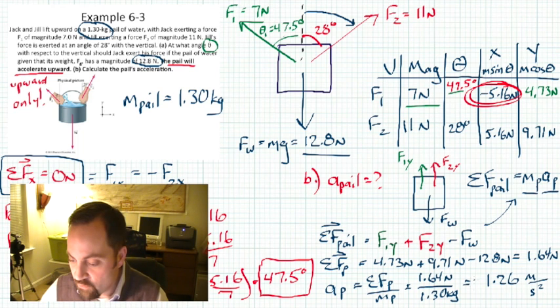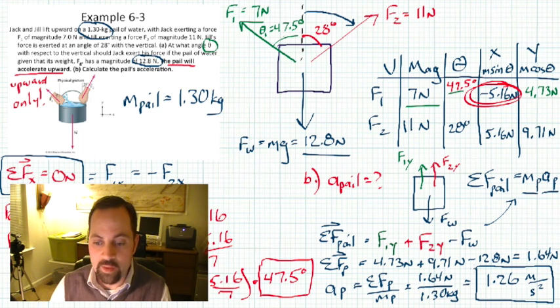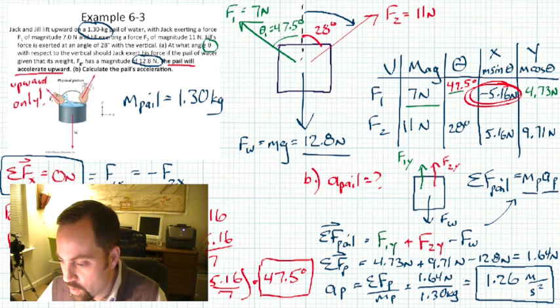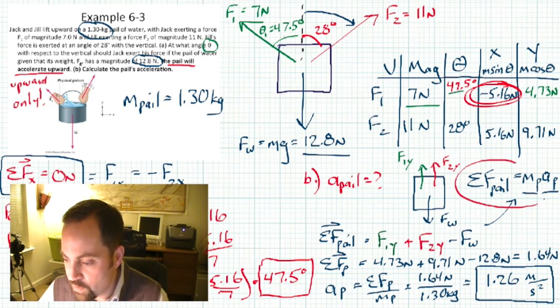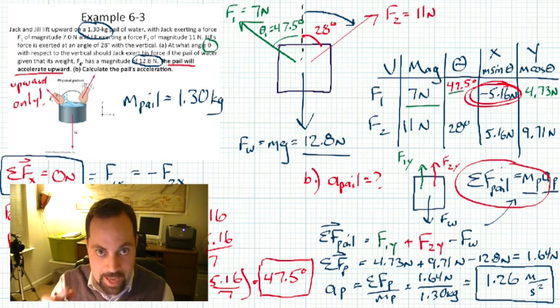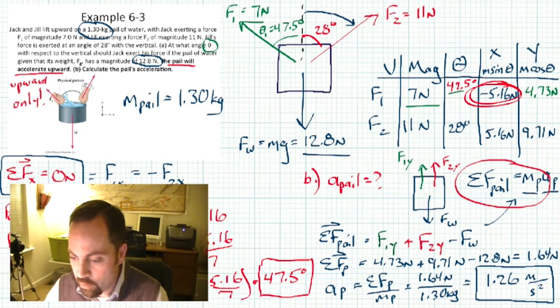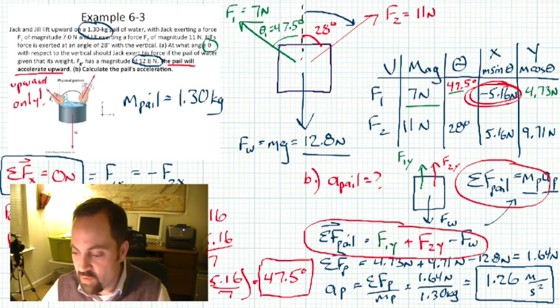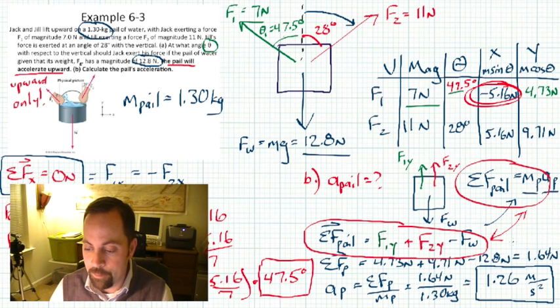We found the net force on the pail, and we used that in conjunction with the mass of the pail to find the acceleration upwards of the pail. So there you go, example 6.3. Hope that helps. Net force is always equal to mass times acceleration, and net force right here is the summation of all those forces together. Setting these equal to each other is going to be a key part in solving problems like this.